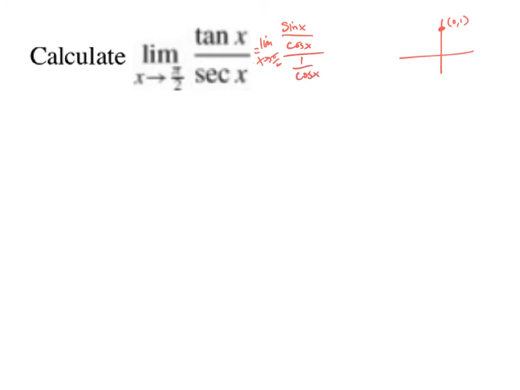So I am going to rewrite this as sine over cosine all over 1 over cosine. Think of dividing by a fraction as multiplying by a reciprocal. So I can rewrite this again to see it like that, right? Now our cosines, that 0 over 0, is canceling out. And now we're left with sine x over 1, and sine at pi over 2 equals 1. So undefined, but the limit exists.